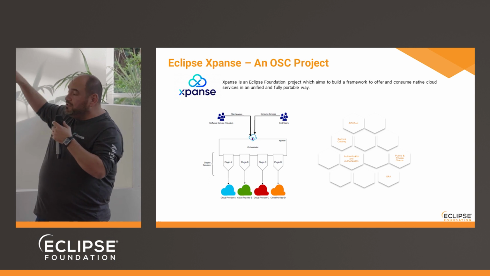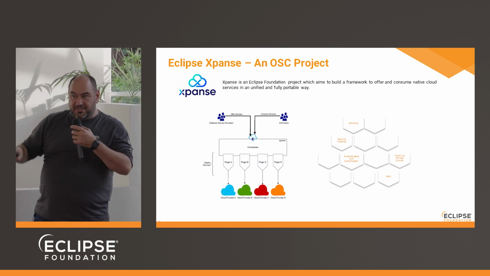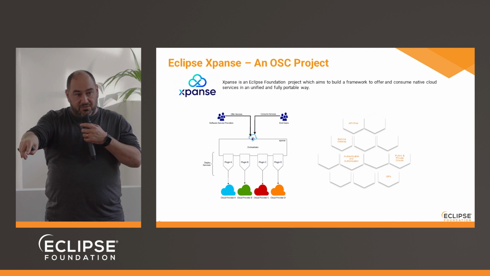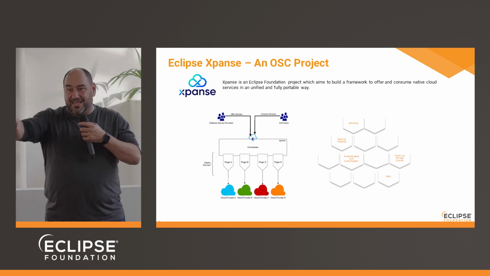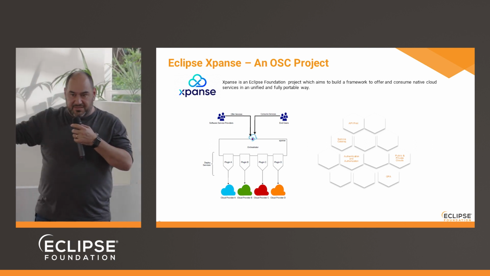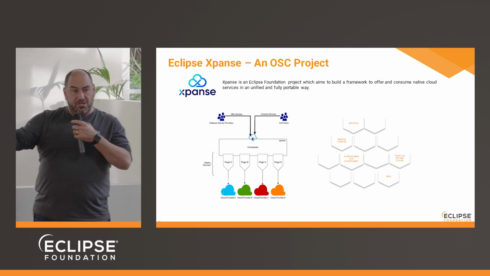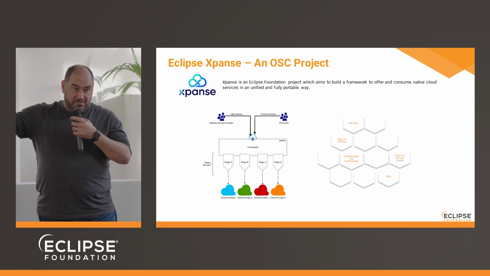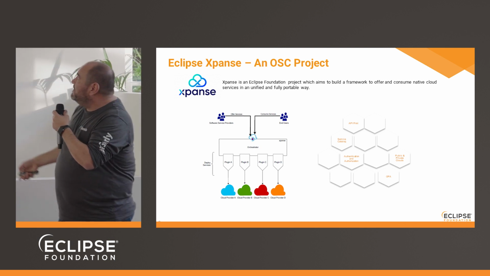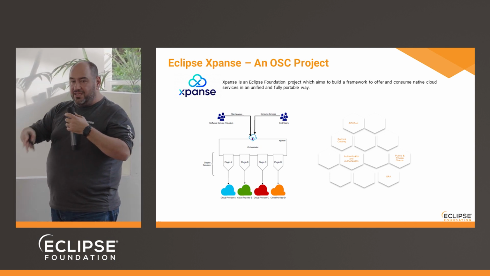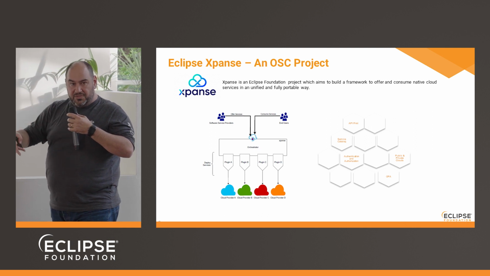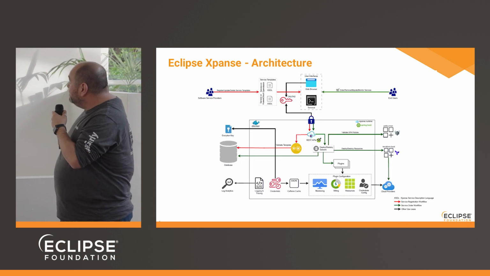So thanks to Xpanse, I can decide, okay, I would like to have access to a file system like S3. And then Xpanse can say, okay, you are on AWS, then you're gonna use S3. You are on Azure, you're gonna use ADLS, which is like S3. So that's the huge advantage of Xpanse. I can actually abstract my deployment and my description of a service.